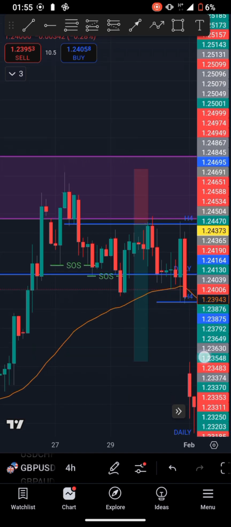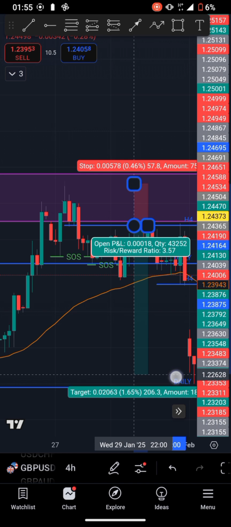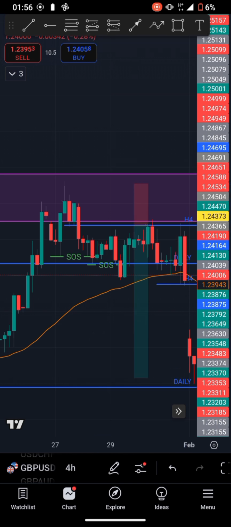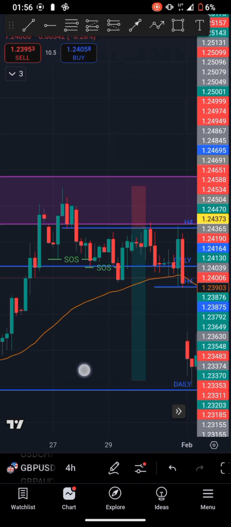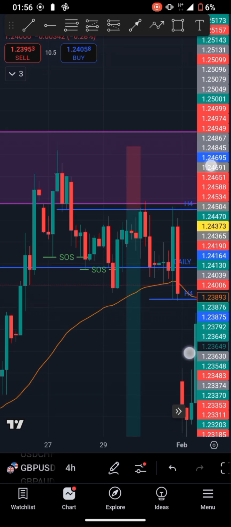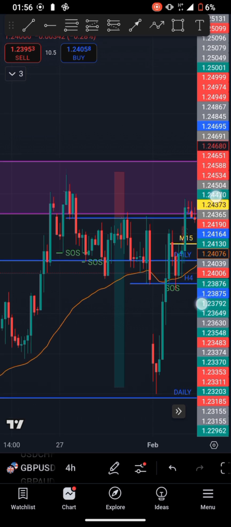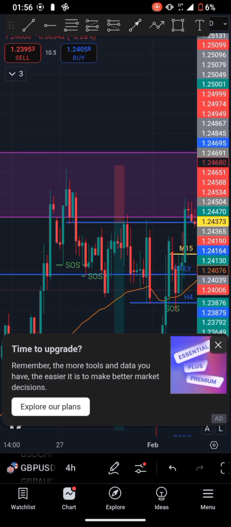And I needed a 1:3.5 to pass my challenge, because the Willis Capital phase 1, the first phase, is a 5% profit target. So I needed a 1:3.5 to pass this. And as we are at the daily zone, I knew that this was a high probability trade. So as price tapped here, I held my trade over the weekend.